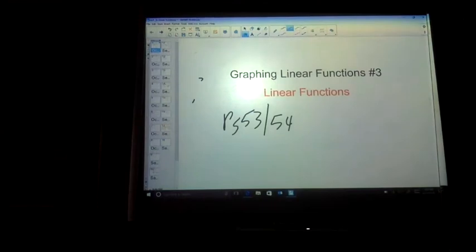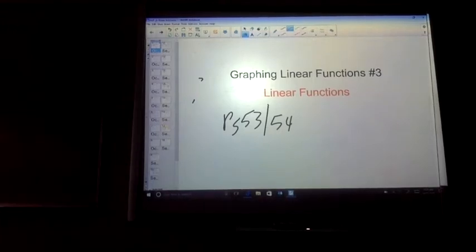All right, so we are continuing our graphing of linear functions. A linear function is a straight line. Linear functions don't have any wiggles. Wiggles are where they change directions. All right, so here we go on the notes. So number 2.